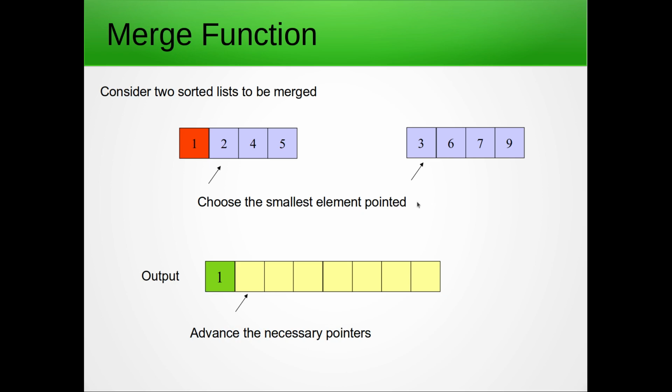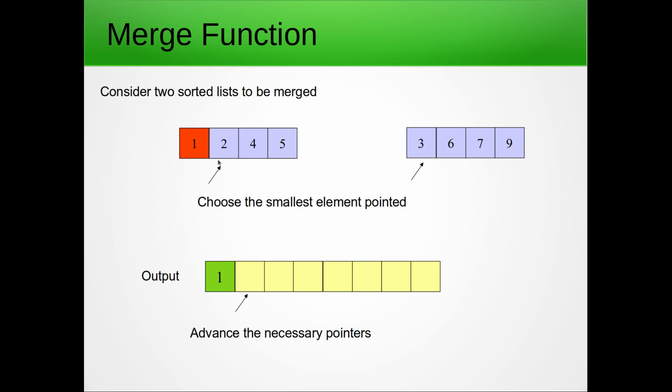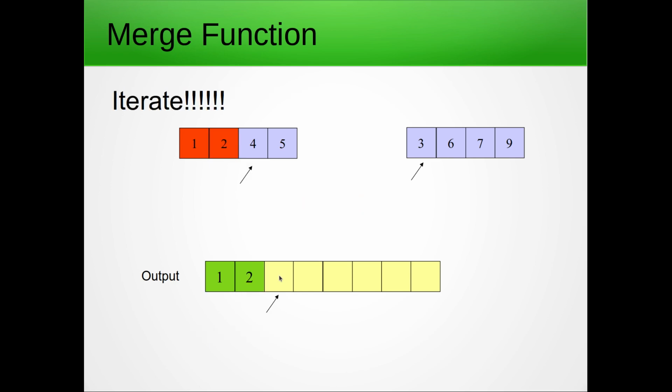Okay, and now I just iterate this process. Maybe this was a little fast, but I'm going to check 2 and 3, and I'm going to see that the smallest is 2, so I'm going to put 2 here, advance this one, advance this one. See? Again, which one is smaller between these two? Well, now it's 3, so I'm going to put 3 here, advance this pointer, and advance this pointer. And so on and so forth. Okay? Next one between 6 and 4 is 4, so 4 comes here. Between 5 and 6 is 5.